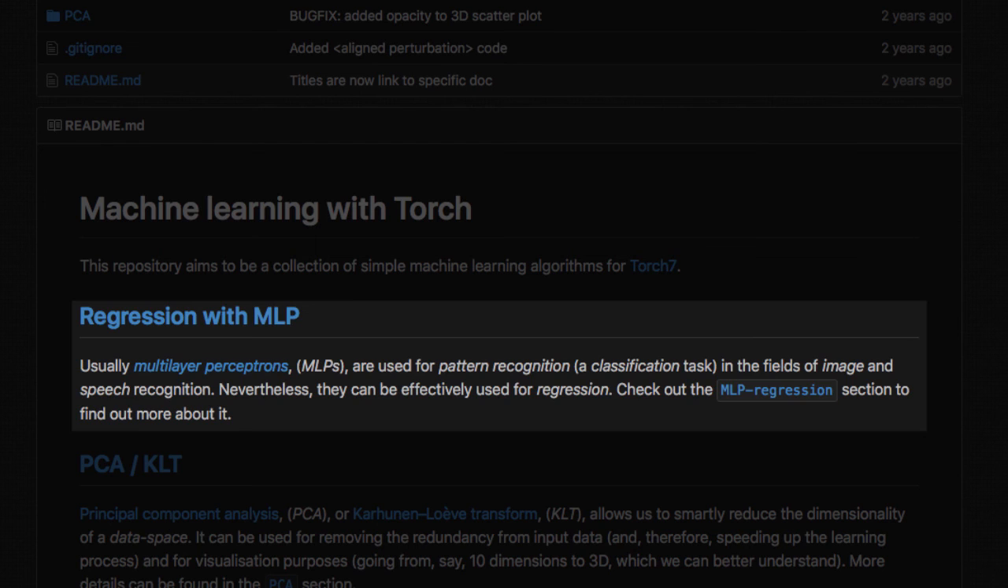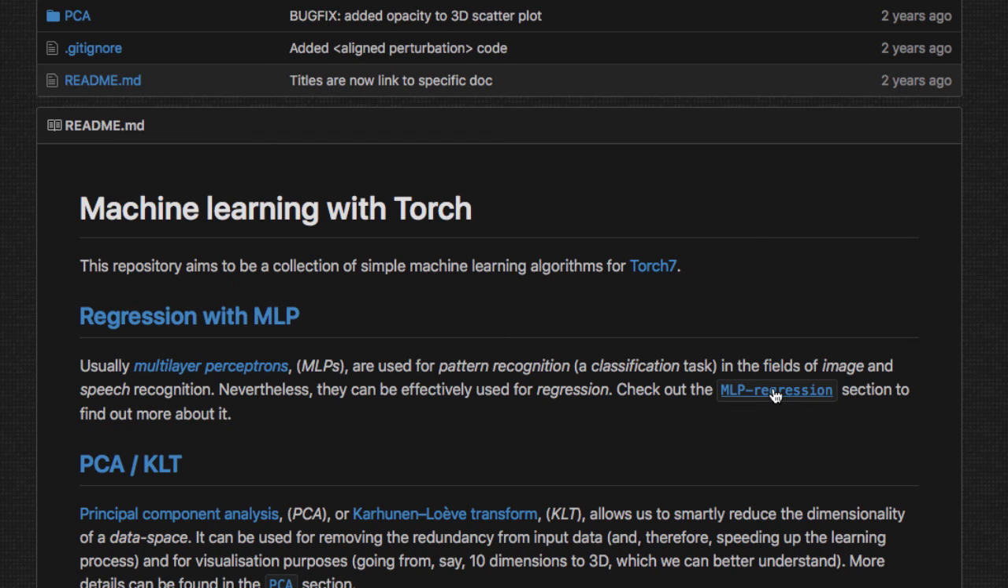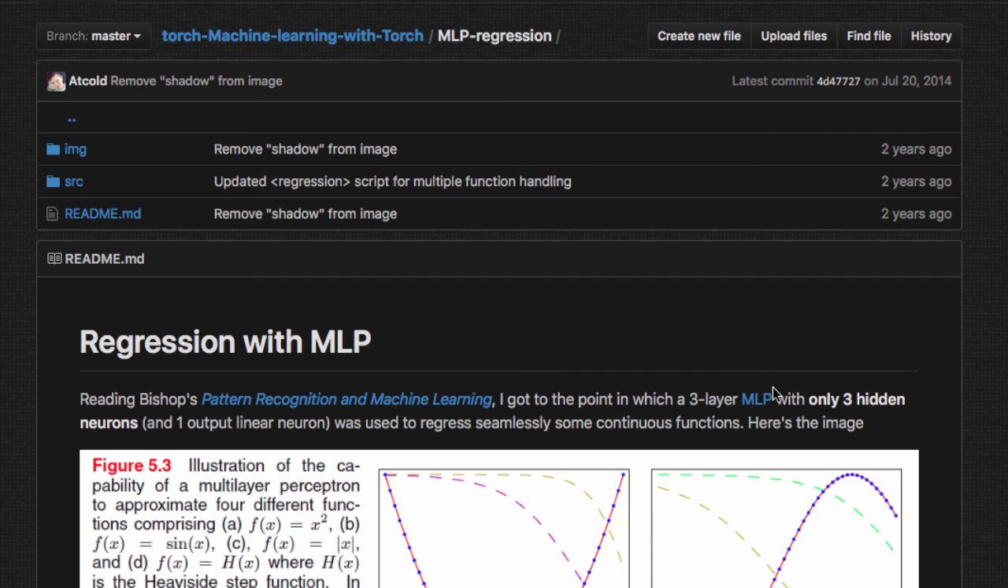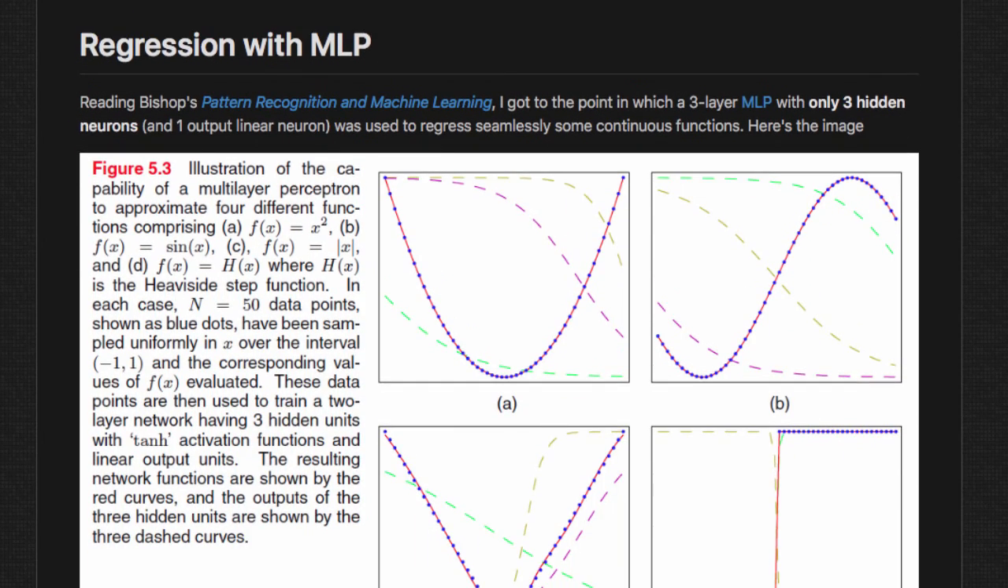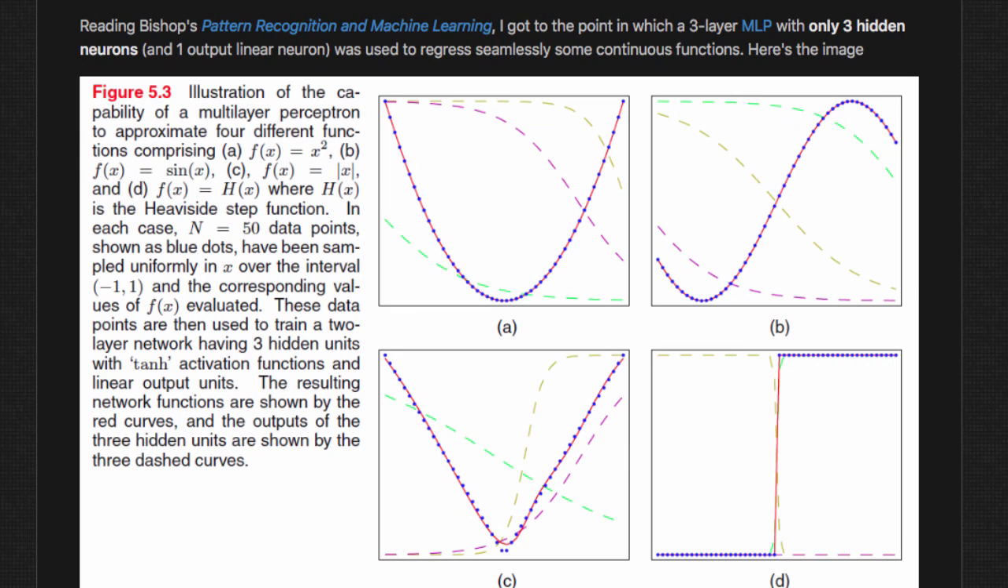Usually, multi-layer perceptrons, MLPs, are used for pattern recognition and classification tasks, in the field of image and speech recognition. Nevertheless, they can be effectively used for regression. Check out the MLP regression section to find out more about it. So you can go here, and then you can see what I'm trying to do in this tutorial. So basically, I will explain how to perform regression with a neural network.